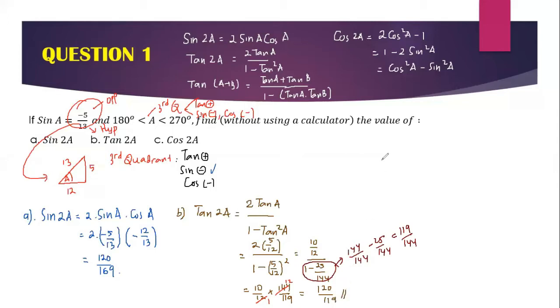Okay, thank you. Now we go to question C. This one is question C. Question C is cosine 2A.